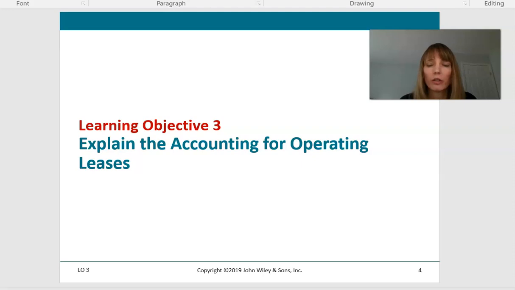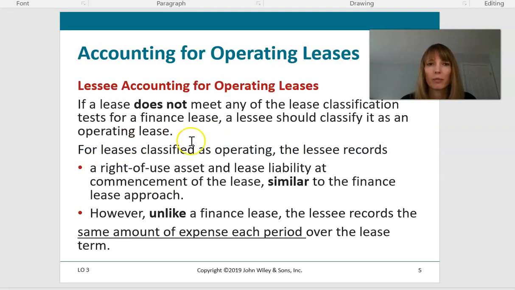Now let's get into the details of accounting for operating leases. Remember, what makes a lease an operating lease is if it doesn't meet any of those 5 lease classification criteria that we talked about previously. When the lease is classified as operating, as I just mentioned, a right-of-use asset and a lease liability is recorded on the balance sheet on the start date of that lease, equal to the present value of those future cash flows related to the lease, just like it would be with a finance lease. But unlike a finance lease, the lessee records the same amount of lease expense each period over that lease term.